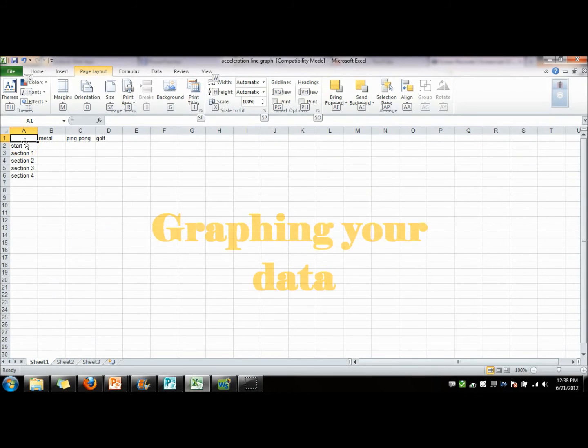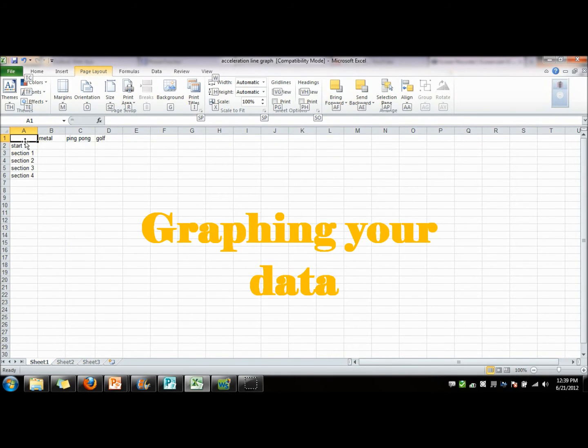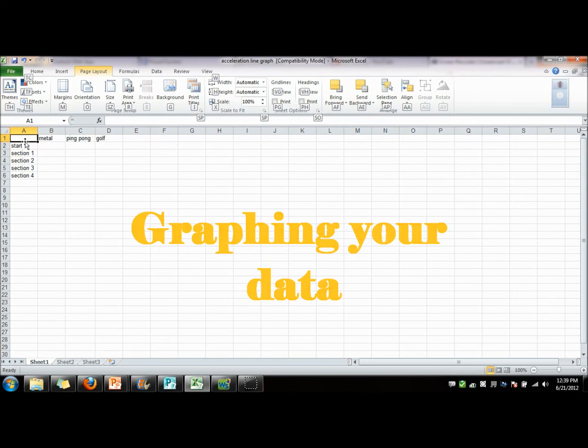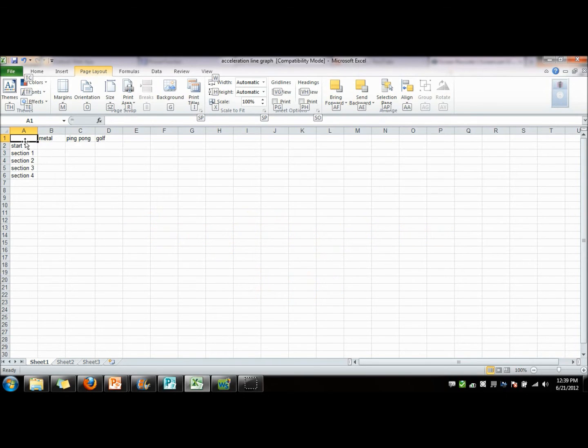Now that you've calculated the speeds and the acceleration of each rolling object that we tested, we need to graph our information. It's always helpful to use a graph to visualize what happened in your experiment. So to set up your graph, you need to open up Microsoft Excel. Once you have a blank screen, you should type in the following information to start our data table.